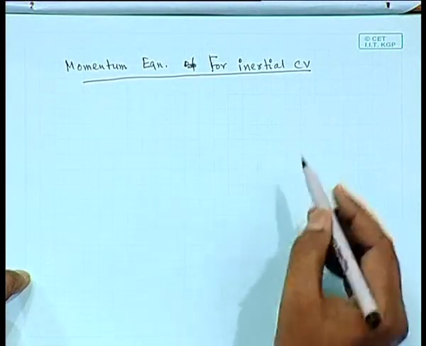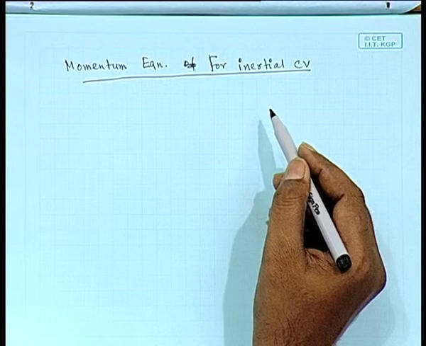Now the control volume can be of three types. The control volume is fixed, like the nozzle we were discussing initially. The control volume is moving with a constant velocity. Or the control volume is accelerating. If the control volume is accelerating, then it is called a non-inertial frame of reference. If it is stationary or moving with a constant velocity, then it is an inertial frame of reference.